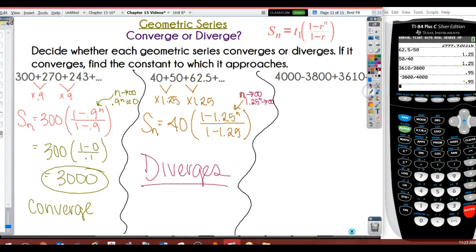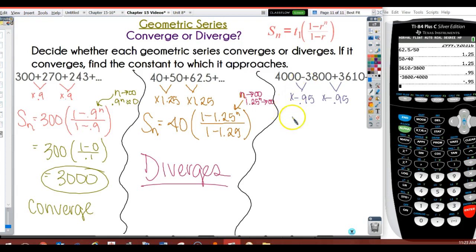That means that R is negative, because to go from a positive to a negative, you'd multiply by a negative. To go from a negative to a positive, you have to multiply by another negative. So R is negative 0.95, but you can see that our values are still decreasing.